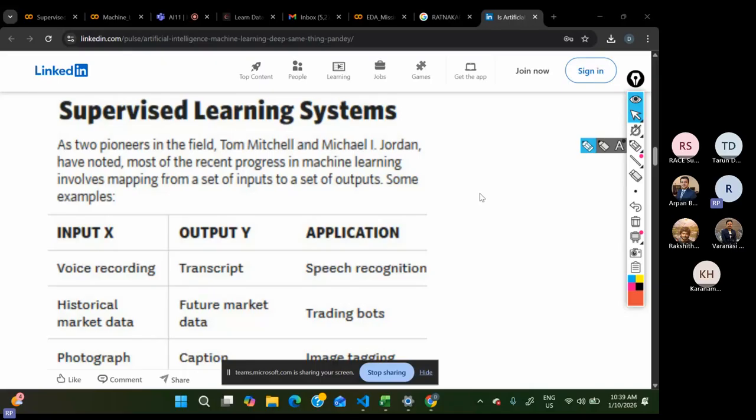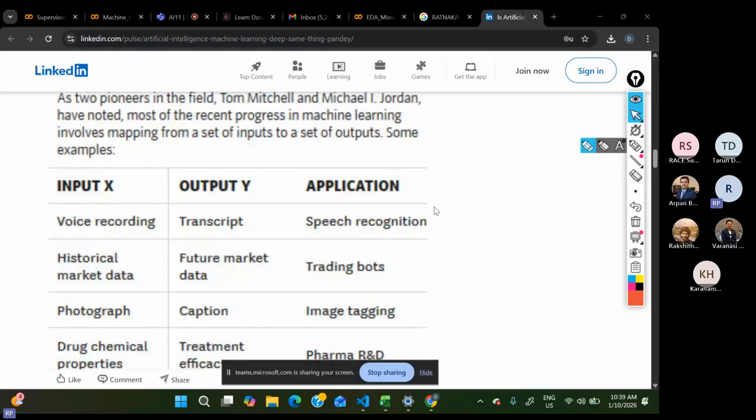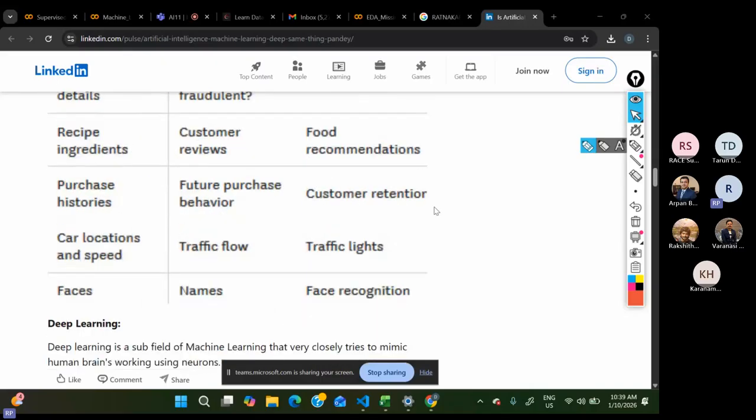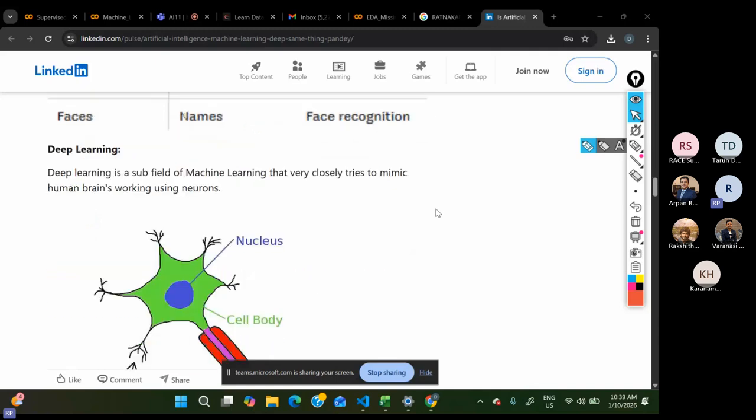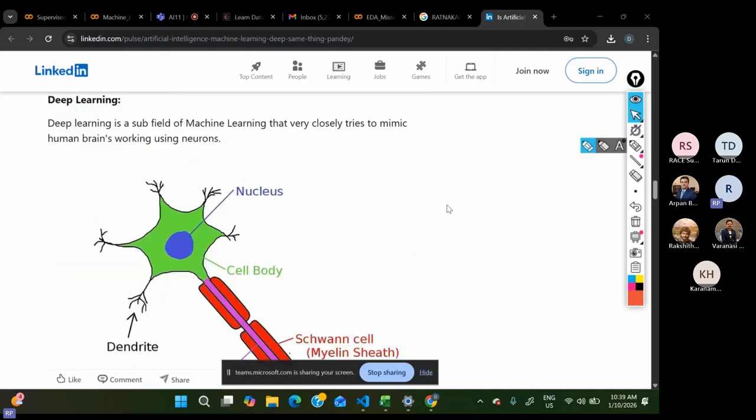For example, we have done some exercise with spam and ham mails. Those kinds of things are quite interesting. I will not take much time with that. Deep learning, I'm not very sure, sir. How to explain it?